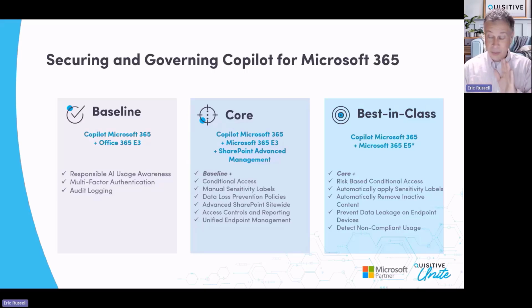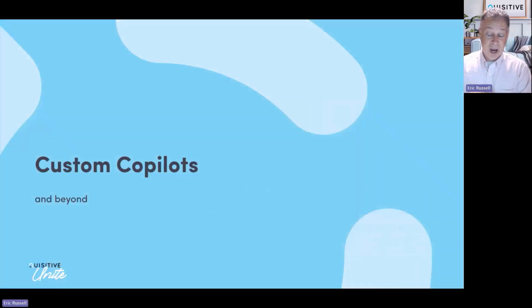All right, so let me wrap all this up. I'm going to talk a little bit about custom Copilot. What we just talked about was technical prerequisites, use case identification, and technical readiness. Those are the three things that we would recommend before you deploy licensing to an employee, right?